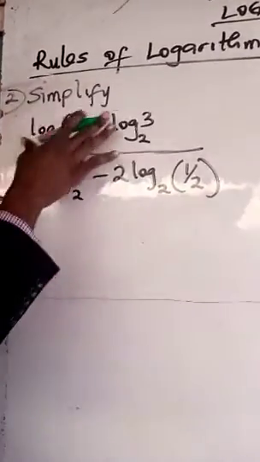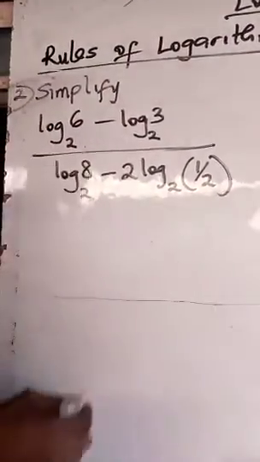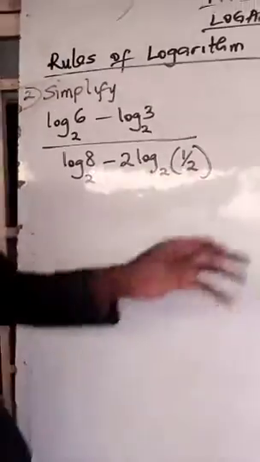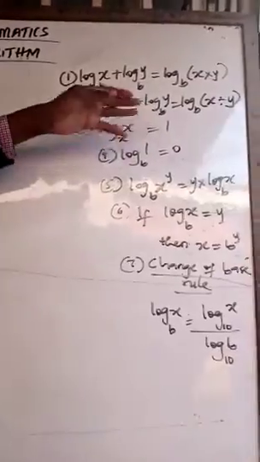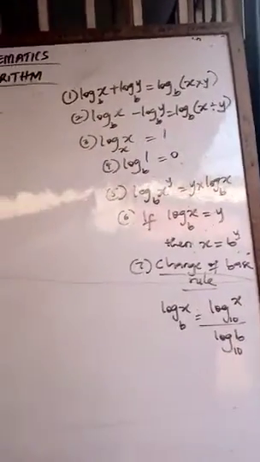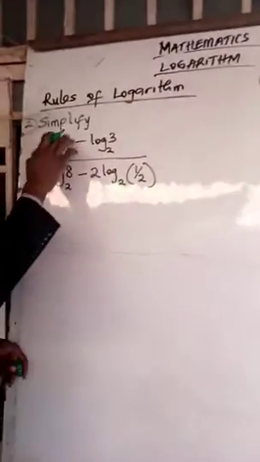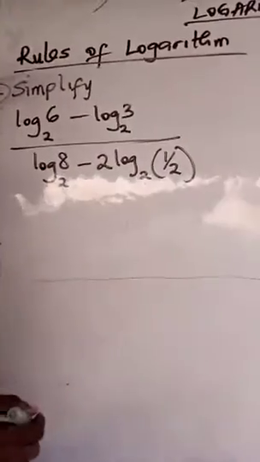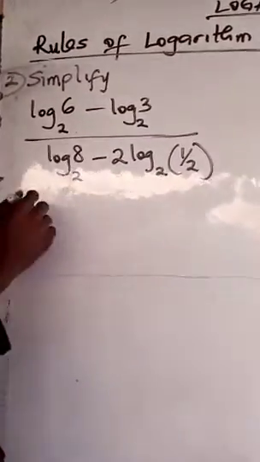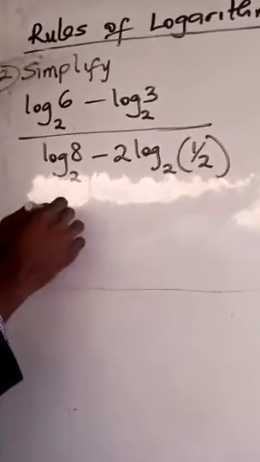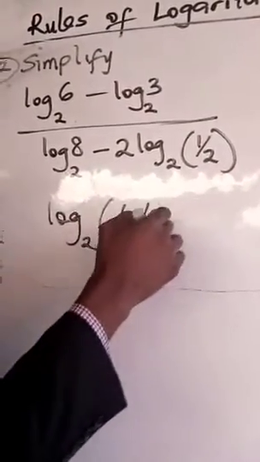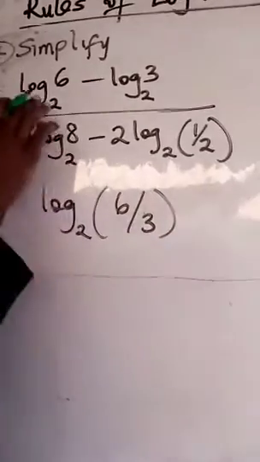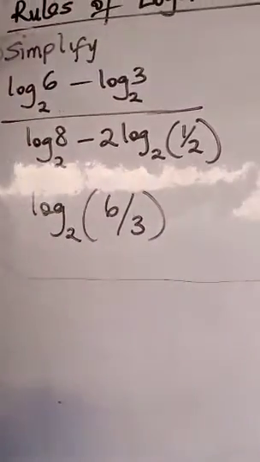Now let's take the numerator first. If you are subtracting two logarithms, according to rule 2, then you divide the numbers. So from here we are subtracting two logarithms, log 6 base 2 minus log 3 base 2. Using that rule 2, it's going to be log 6 over 3 base 2. You take one logarithm and the base, then you divide the numbers.